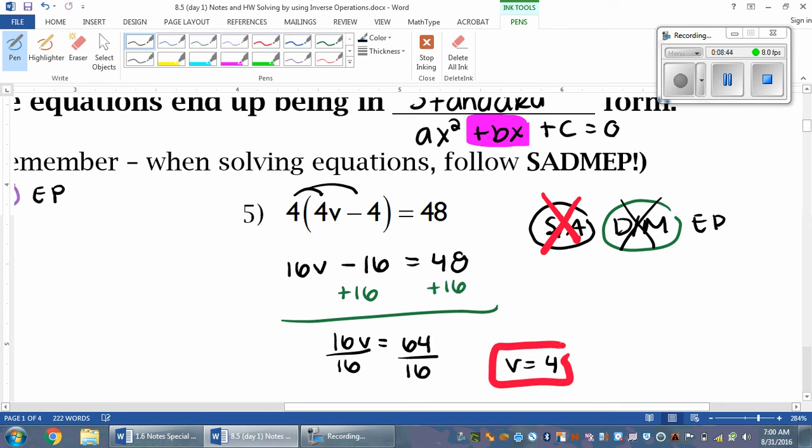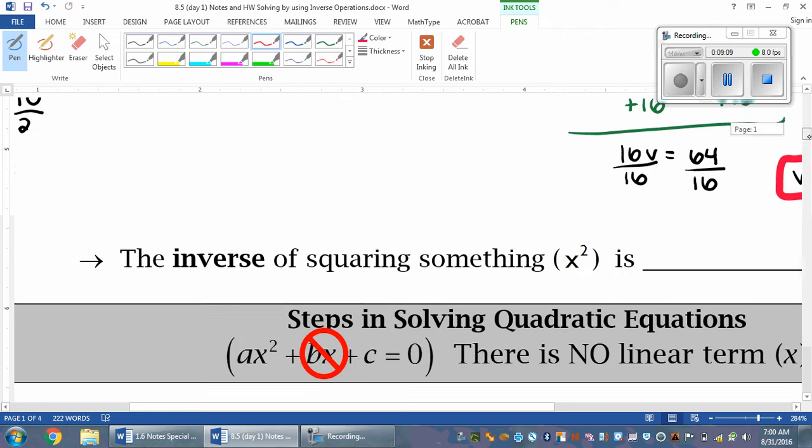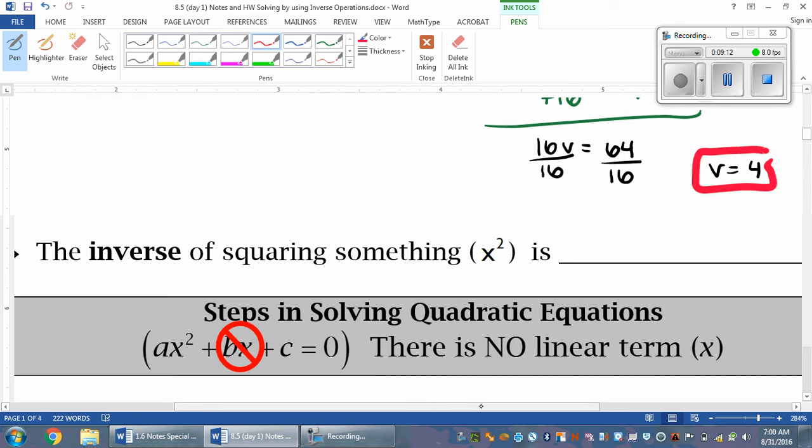If you notice, on both of those questions, I only had to cancel everything that's being added or subtracted, and dividing and multiplying. I never got to exponents or parentheses, and that's what we're going to be doing today. Before we can cancel the exponent, I need to know what the inverse of squaring is. Remember x squared: I have to learn how to get rid of that quadratic term. We do that by taking the square root.